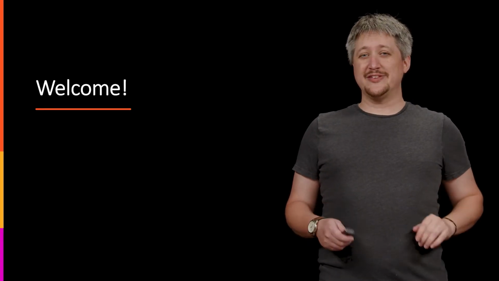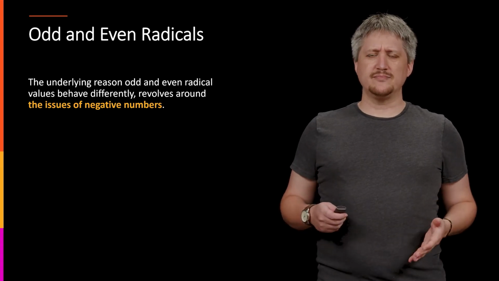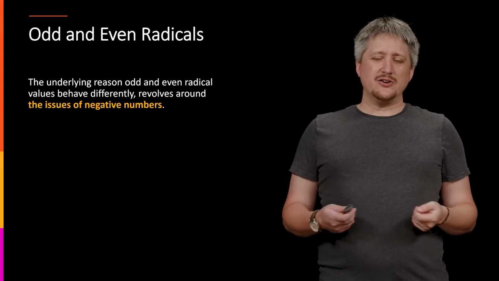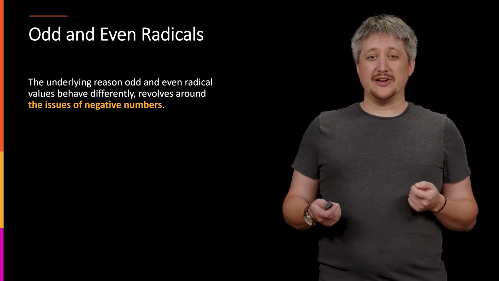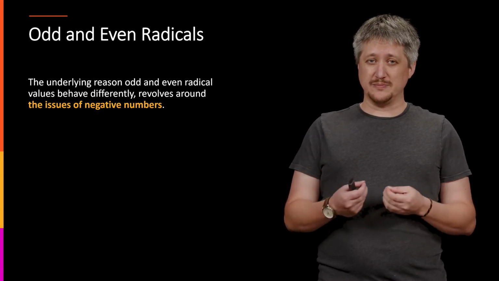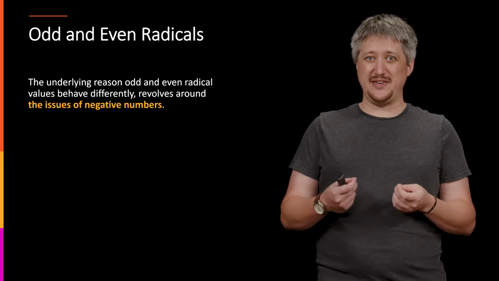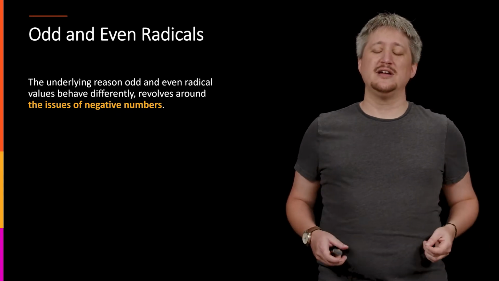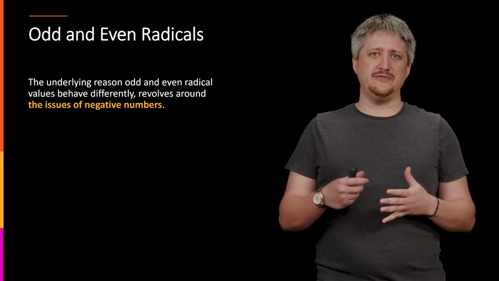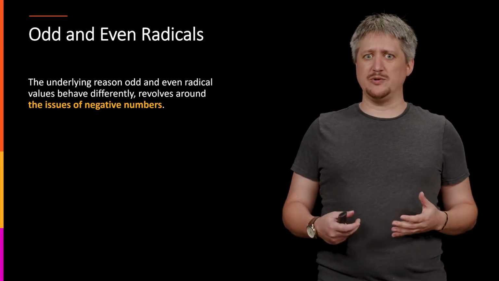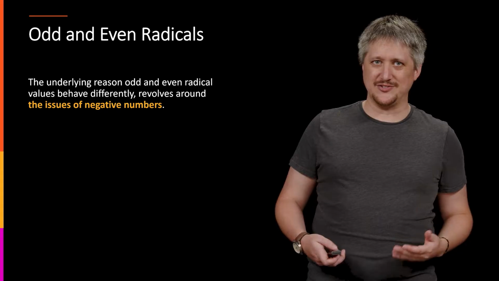Hello. So, in this video, we are going to be tackling the special issues that are around even roots, and in particular, simplifying roots that are even valued. When we're looking at odd and even radicals, the underlying reason that we split these things apart, meaning the reason why these things behave very differently from one another, usually revolves around the idea of negative numbers and what's happening when we inject negative numbers into this situation.